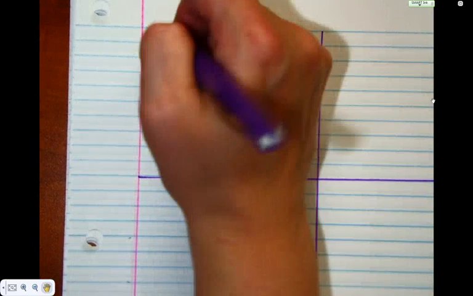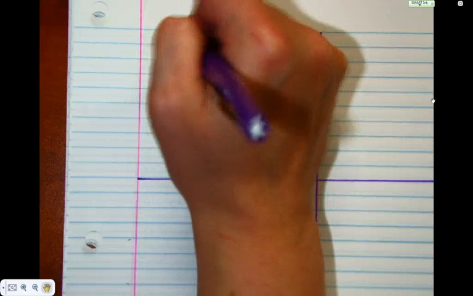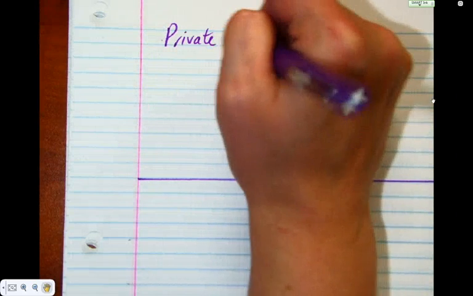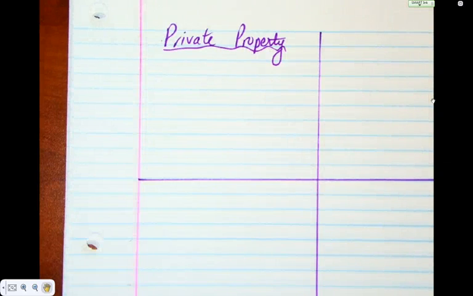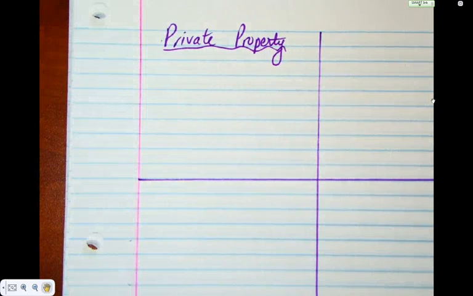Okay, so first characteristic was what without turning over your paper? Who can remember? Oh, cheater, cheater. Private property. What does it mean? You can own land, you can own a company.